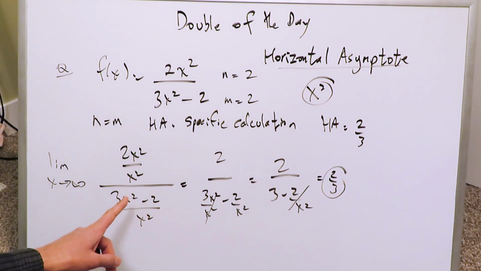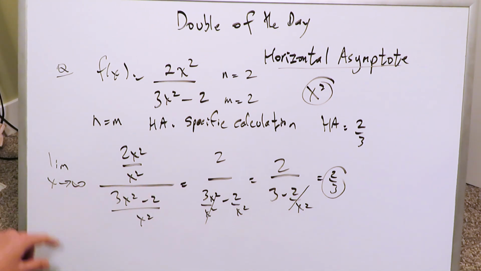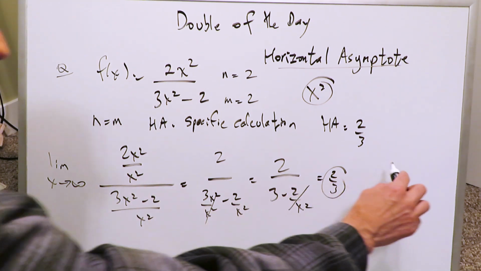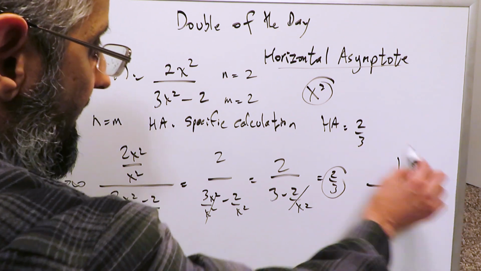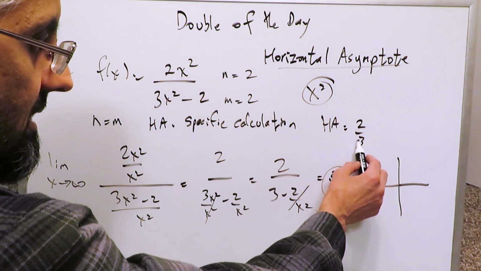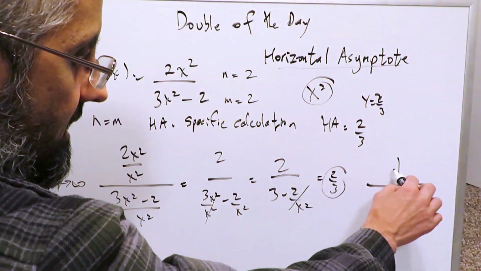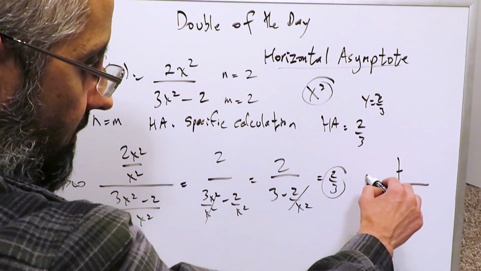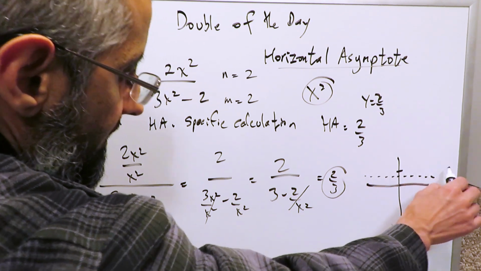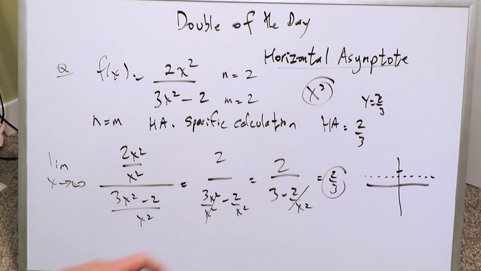And this is a specific calculation you'll do. You'll always do this type of procedure, and you'll always apply this type of limit. If you were to graph it, just very quickly, I'm not graphing the function, I'm just graphing the horizontal asymptote. Horizontal asymptote 2 over 3 would be y equals 2 over 3. You know it's a value less than 1. If this right here is 0, 1, y equals 2 over 3 would be right here. Here's your horizontal asymptote. Your function will do something along this horizontal asymptote.